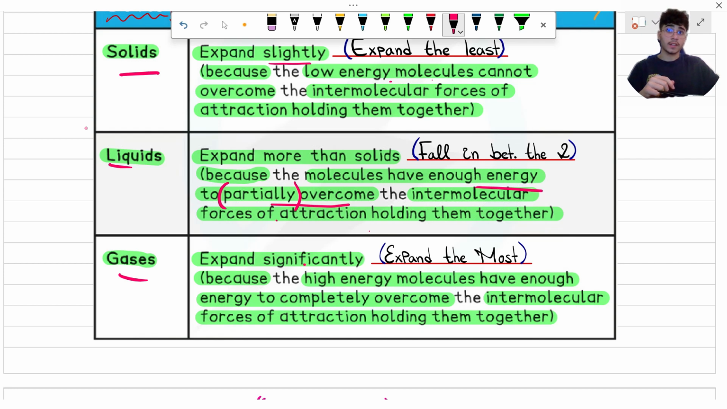Gases expand significantly. They expand the most because high energy molecules have enough energy to completely overcome intermolecular forces of attraction holding them together. Imagine gases are already the highest energy particles. The particles in gases are moving continuously at a very fast speed, so they already have so much energy. Now imagine you're adding more heat to the particles. The heat added to the gas is just going to add more energy to these particles. And this overload of energy, within a very small period of time, is going to almost break the intermolecular forces of attraction. This will cause it to expand the most.